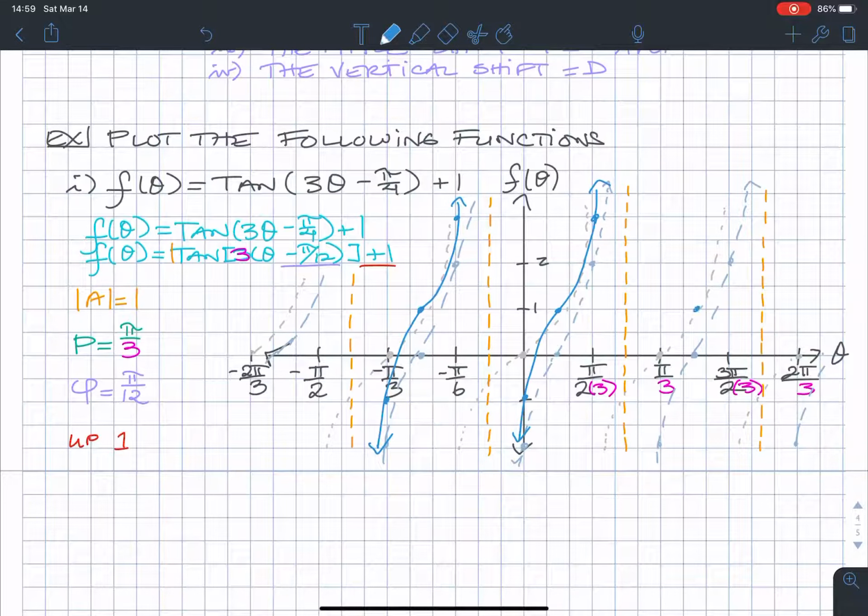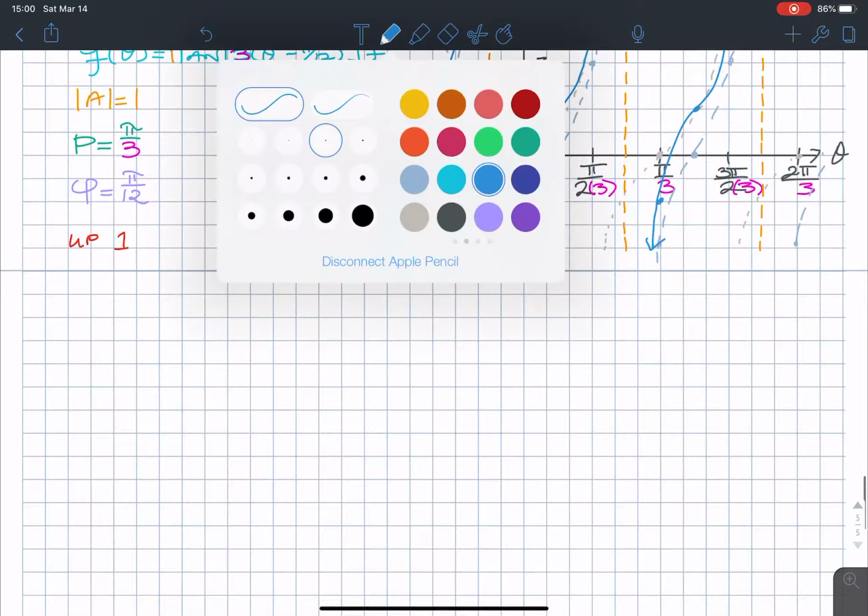Everything gets shifted up 1 unit, up 1 unit, up 1 unit. Okay. Yes, once again, it looks pretty bad, but hopefully you understand the process while watching what I'm doing. Okay, let's just do one more example. I think that'll suffice for these.